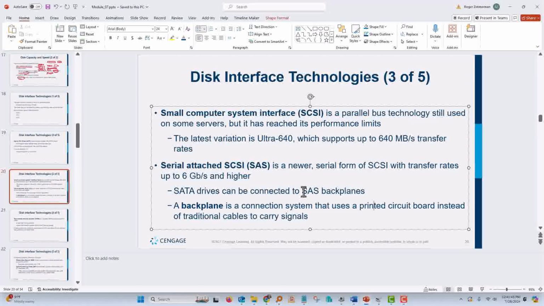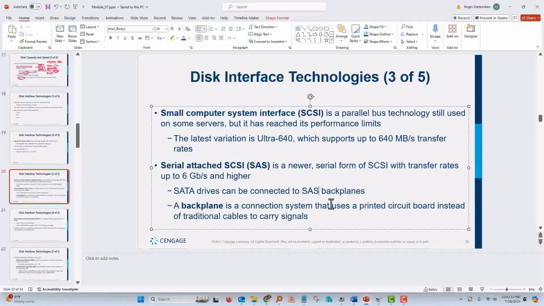Well, it turns out that these have more pins than SATA drives have. However, you can plug a SATA drive into them. It just ignores those extra pin slots. However, you can't do it backwards. You cannot plug a SAS drive into a SATA drive slot because the SAS has more pins, and so you can't fit it in there. But you can take a SATA drive and plug it into a SAS backplane.